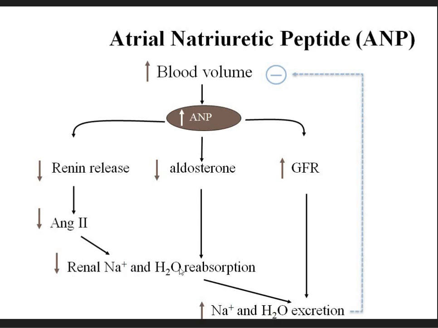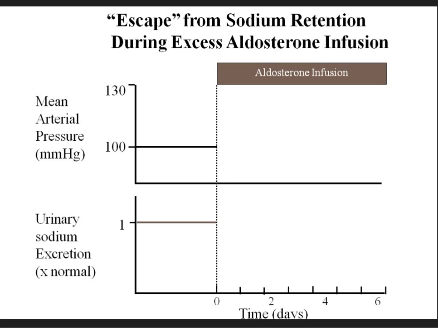So when these are decreased, the renal reabsorption of sodium and water will also be decreased. So there will be increased excretion of these substances, ultimately managing the blood volume, decreasing the blood volume. So that is the role of atrial natriuretic peptide.